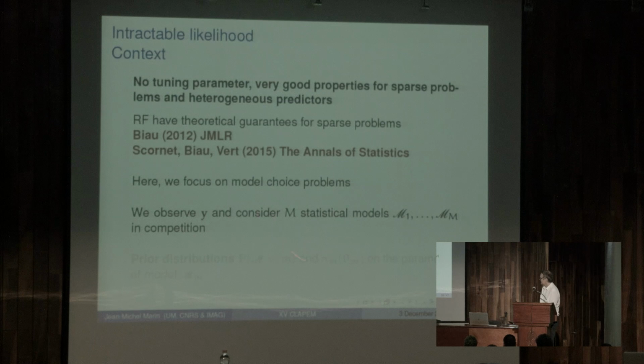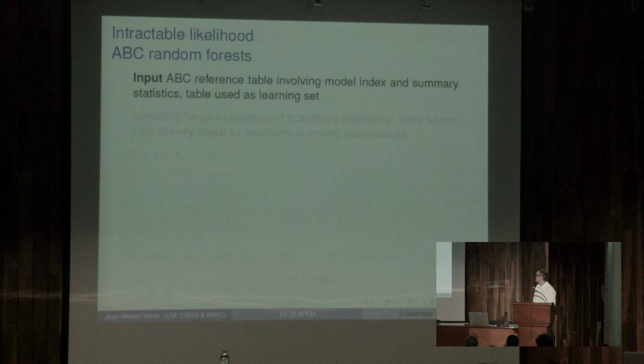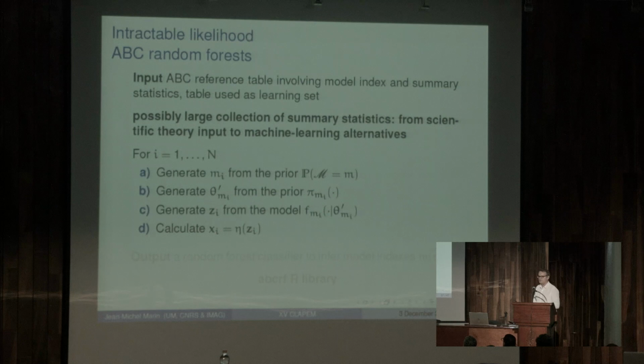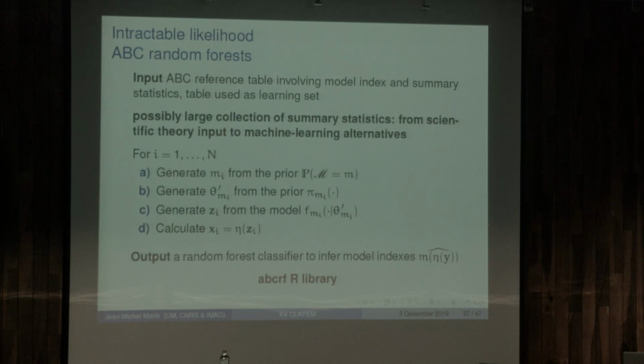So once again, we consider M statistical models in competition. We have a prior on the model space and a prior for the parameter of each model. And you target the posterior, as we would like to select a model. And the strategy is very easy to understand. So using the Bayesian model, you simulate this reference table. You simulate a model index from the prior, you simulate a parameter from the prior in the parameter space. Then you generate a pseudo data set and you summarize this pseudo data set. And this is the input of our algorithm, ABC random forest. And then the output is a random forest classifier to infer the model index. So you learn the model index using these summary statistics.